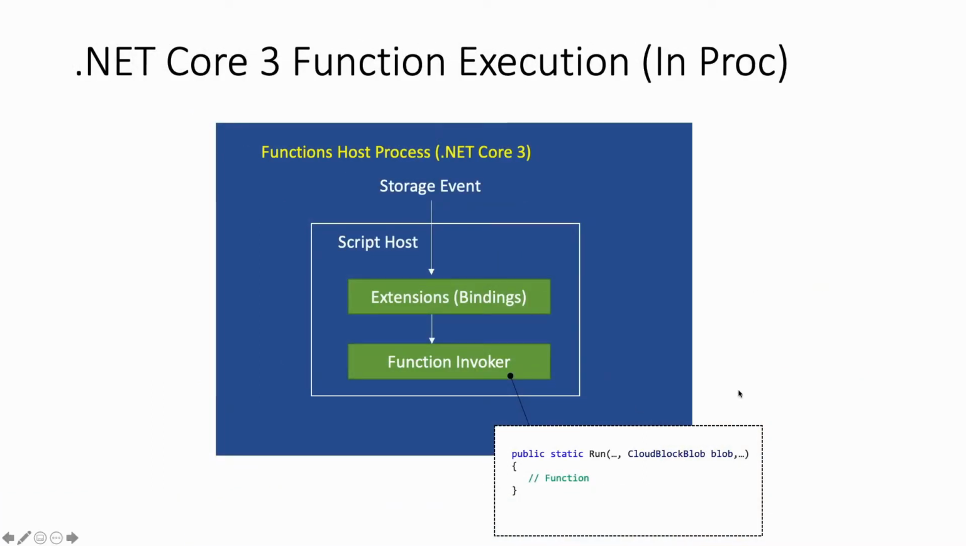And as you see in this function example, what I mentioned here is a CloudBlockBlob. So this is an SDK type for Azure Storage. And the reason you're able to use that directly as part of your function definition is because it runs in the same process that the extensions are running. So extensions are able to get the data when they trigger and directly call this function with this type, CloudBlockBlob.